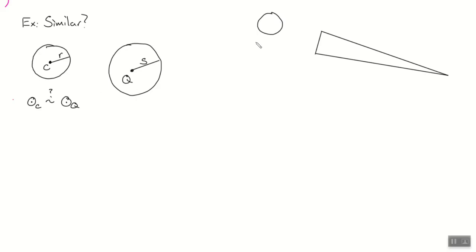As we're looking at this, Carson said right away that yes, they are similar because all circles are similar. And this book does not do that. In past books, that's a theorem. So congratulations, we have Carson's theorem at play all of a sudden. Good work. All circles are similar to each other.